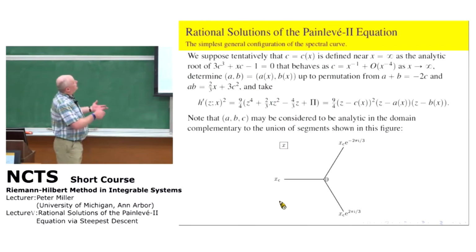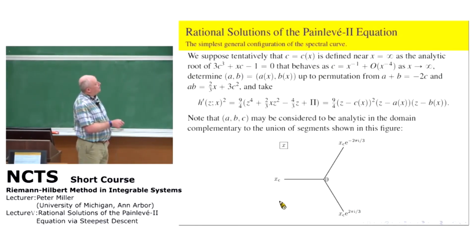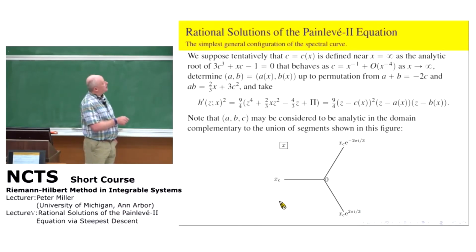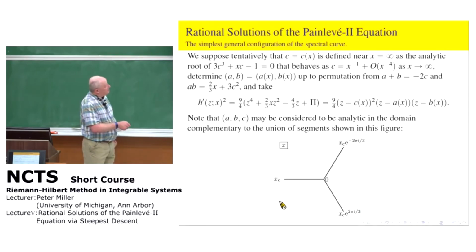All right. So let's think about the simplest general configuration. That's the one that involves the C that solves the equilibrium cubic. So let's suppose tentatively that C is defined near x equals infinity as the analytic root of the equilibrium cubic that behaves like 1 over x as x goes to infinity. And then we determine A and B as functions of x, up to permutation, from these quadratic relations here. Those are some quadratic formulas. And then we take h prime of z,x squared to be exactly that quartic, which in this case is the product of a quadratic factor and 2 linear factors.